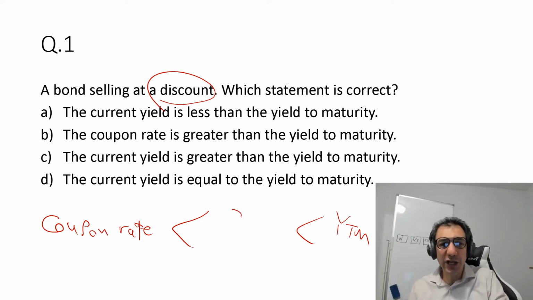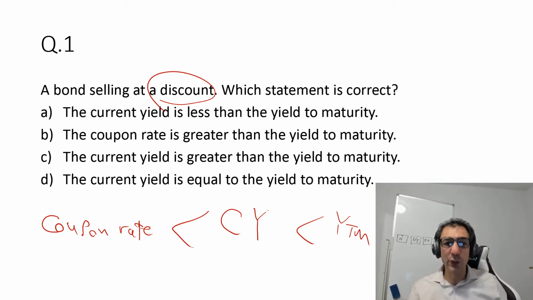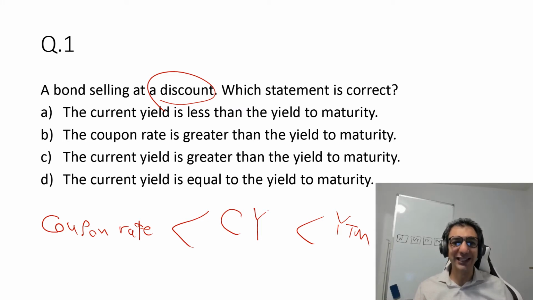And I mentioned the current yield is always in between. So the current yield is less than YTM and the current yield is greater than the coupon rate, when the bonds are sold at a discount. So when you look at this option, you will see right away that A is providing the answer, because saying the current yield is less than the yield to maturity is correct.